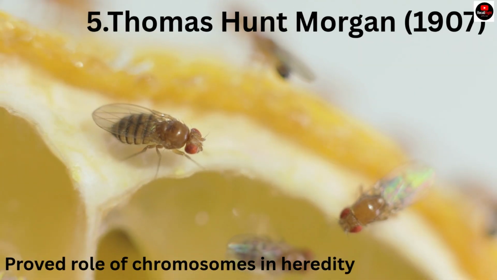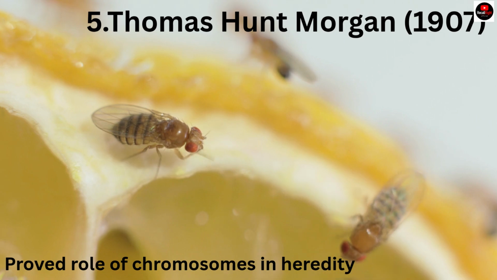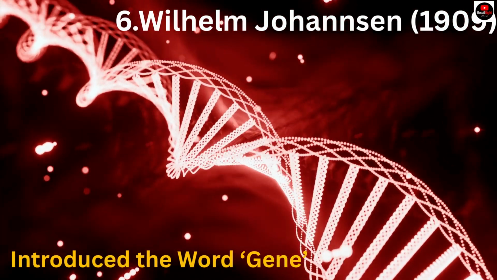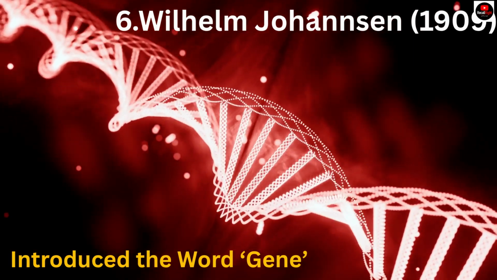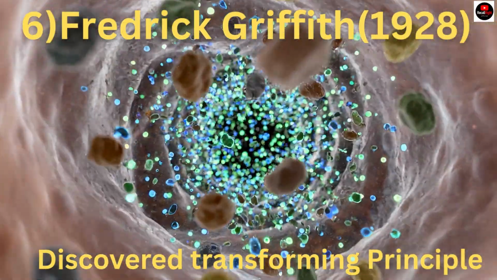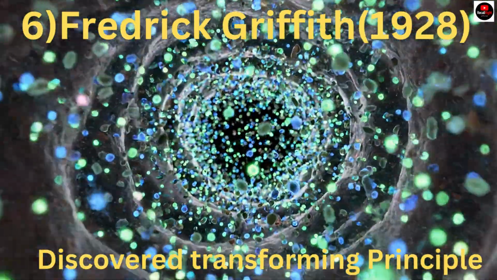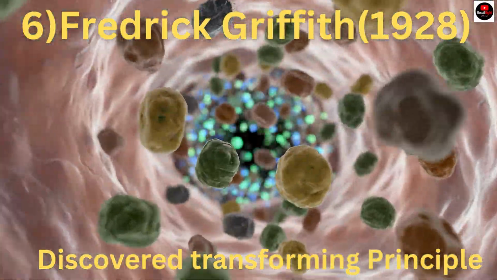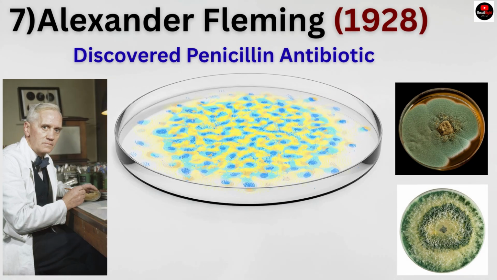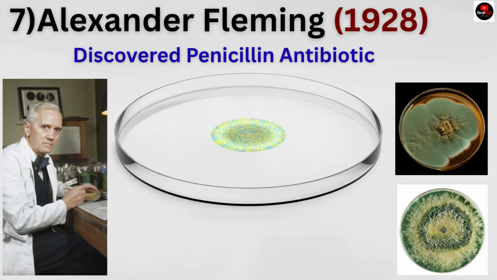Thomas Morgan in 1907 proved the role of chromosomes in heredity. Wilhelm Johannsen in 1909 introduced the word gene. Frederick Griffith in 1928 discovered the transforming principle. Alexander Fleming in 1928 discovered penicillin antibiotic.